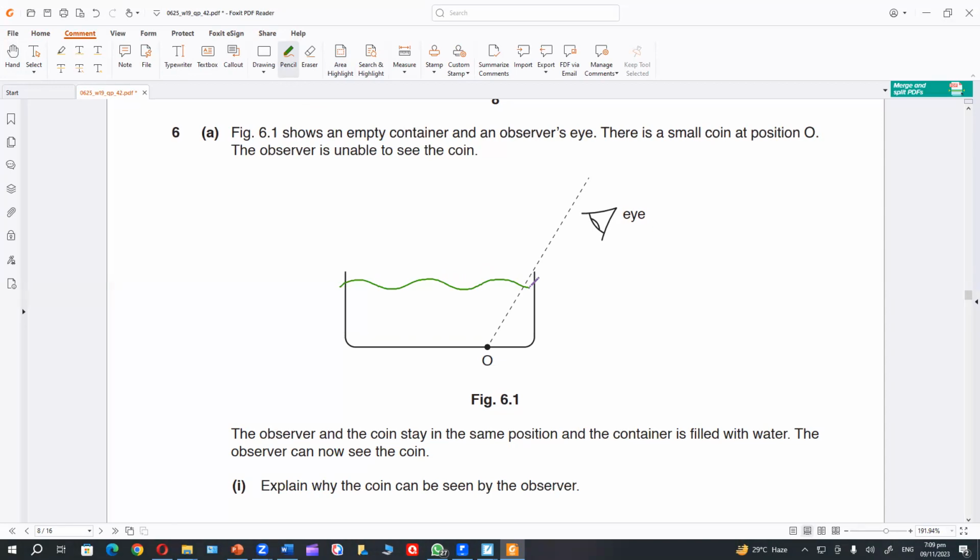Diffraction. Refraction. When waves move from denser to lighter, the waves bend away from the normal.